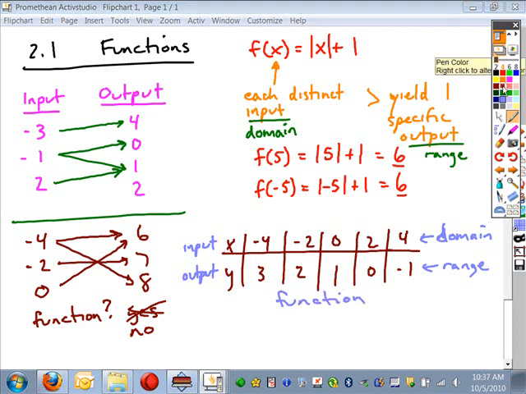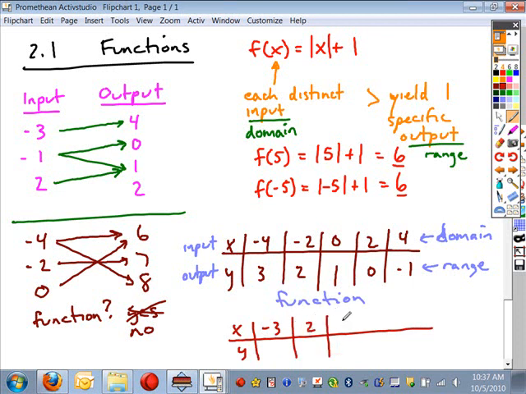Okay. What if I gave you a set that looked like this? Would this be considered a function? Now it's not, because you have a repeated input, right? 2. And each time it repeats, do you get the same output? No, so this would not be a function.